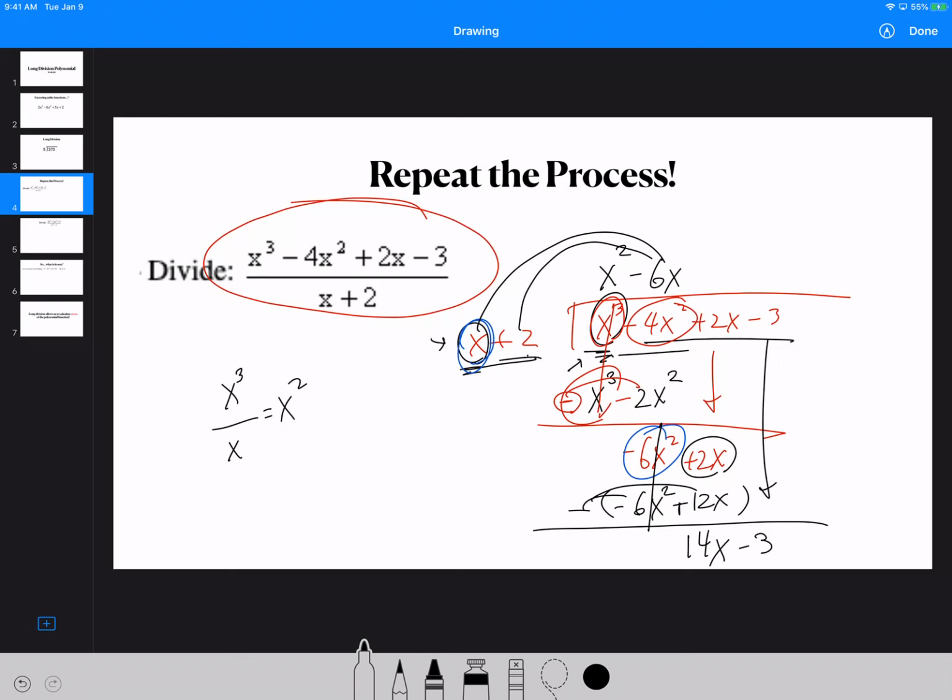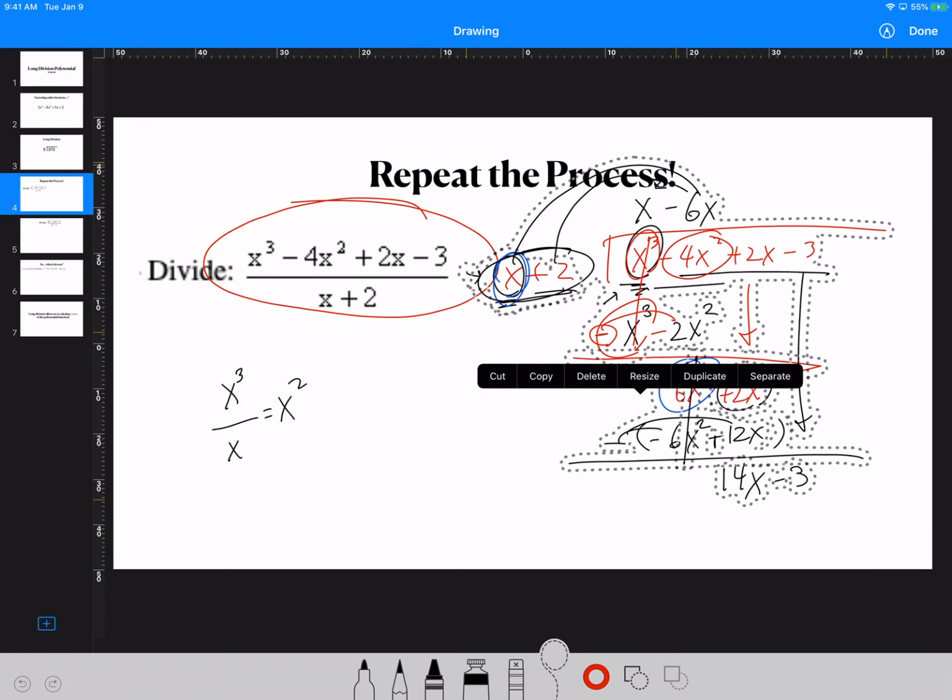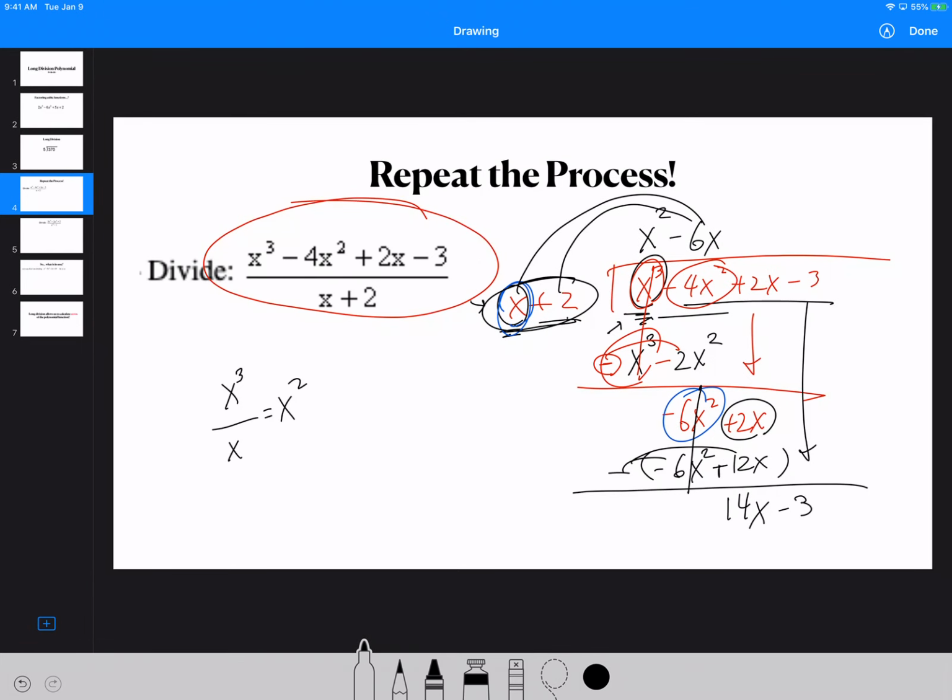And so, to complete this, I'm going to move this up just a little bit more. So how many times can x, again, fit in the 14x? That's simple, that's plus 14. So you distribute that one more time, so you get 14x plus 28, and you will subtract these two together, cancel these out, and this becomes a minus 28 because you need to distribute the negative sign to both of these. So you get minus 31. So this becomes what we call our remainder of the function.